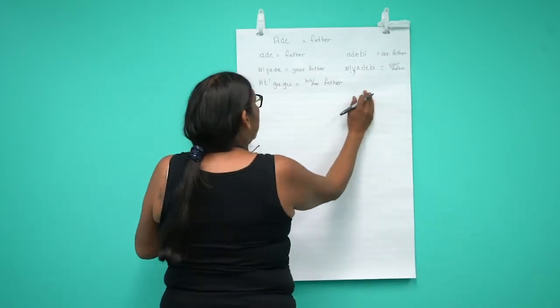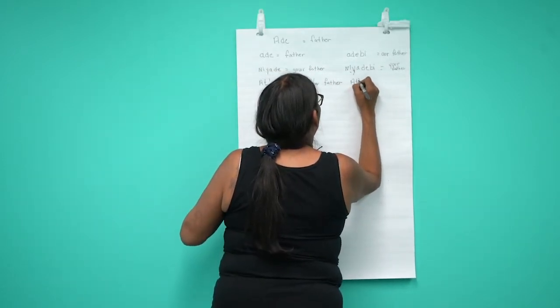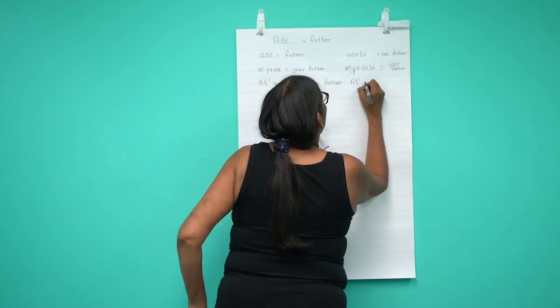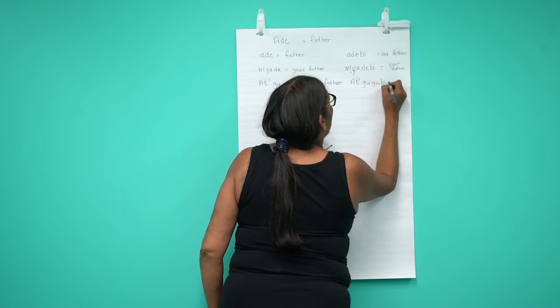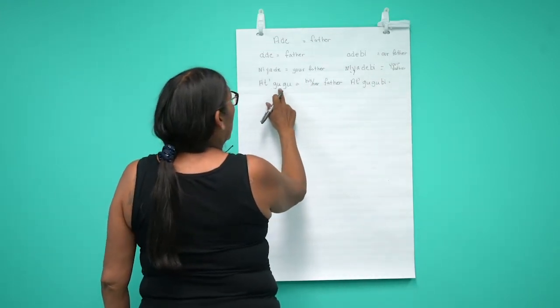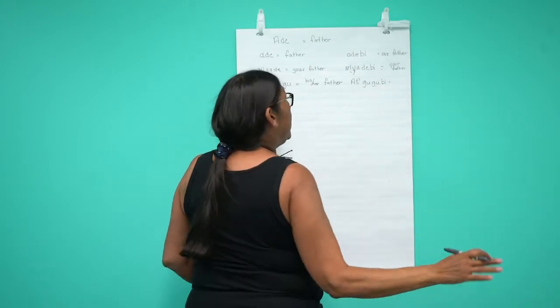Now this, like this here, and all you do to this here is add the B on. See? At Gugu B. And that is their father.